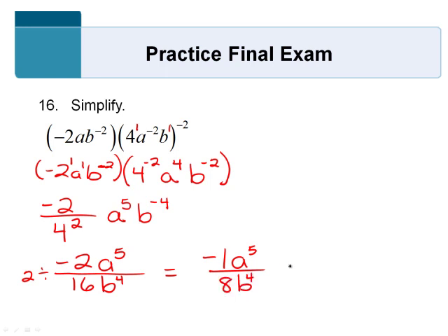And remember, when you're putting answers into WebAssign, it does not like you to write that coefficient of 1, so you would just have negative A to the 5th over 8B to the 4th. You can leave off the 1. You cannot leave off the negative. If you leave off that negative, it's wrong. So be careful.